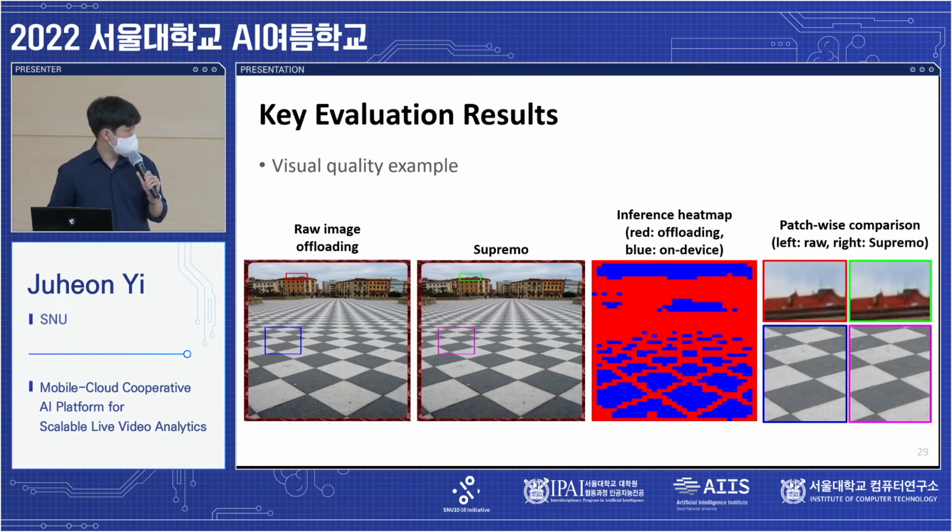And this is a visual example showing that our system identifies only the regions that are necessary to be processed at the cloud side, and it yields almost the same visual quality as if we offloaded the whole image, which would take a lot of latency because of its very large size.